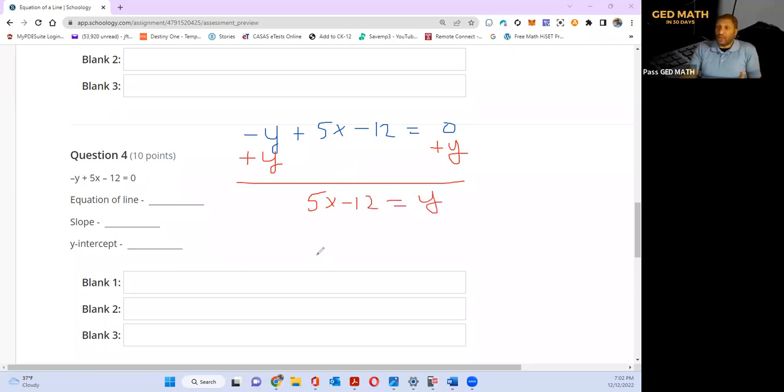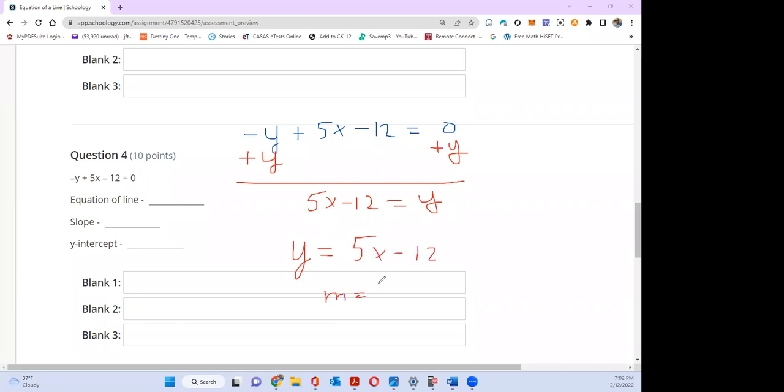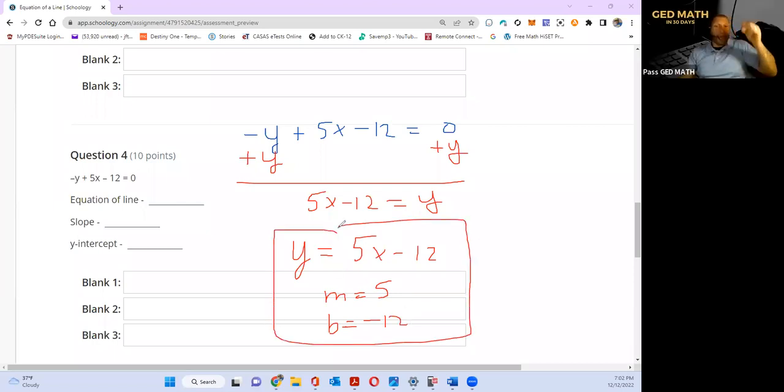Okay, change the way it looks. Remember, if you have an equal sign, that means they're equal on both sides. So you know what? I'm going to redo it. y equal 5x minus 12. What's the slope? 5. What's the y-intercept? Negative 12. Look at that. That hard-looking problem now became easy as pie.